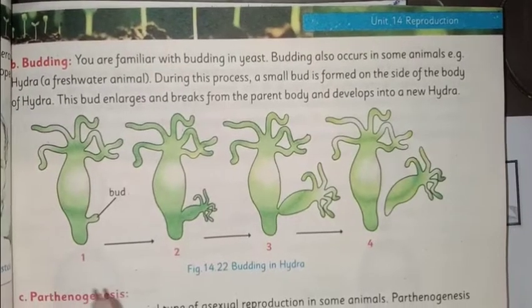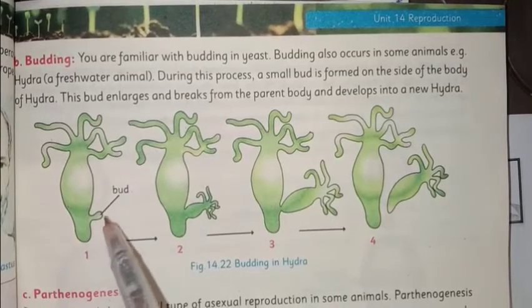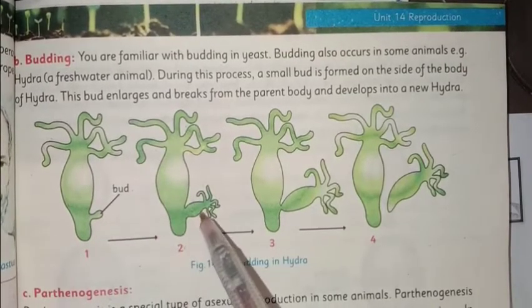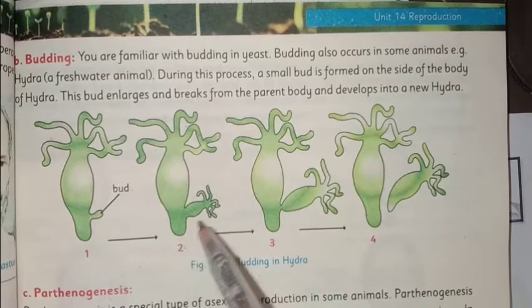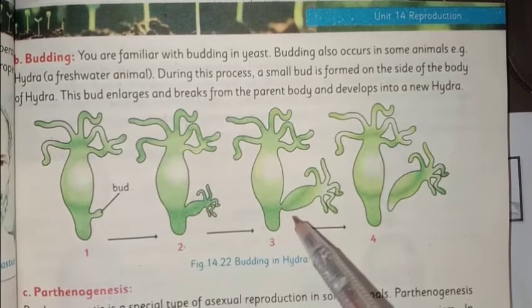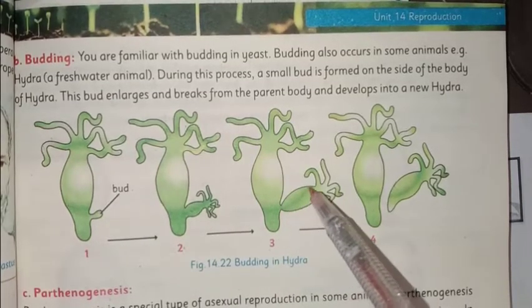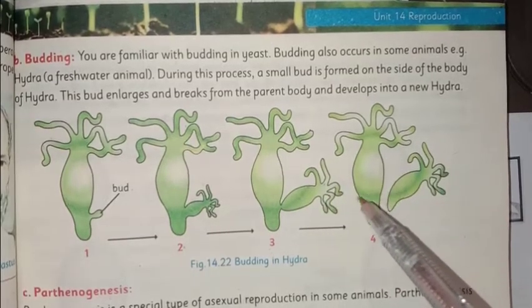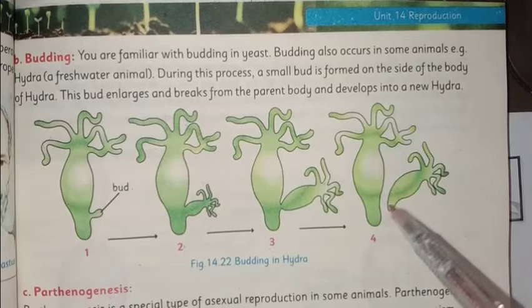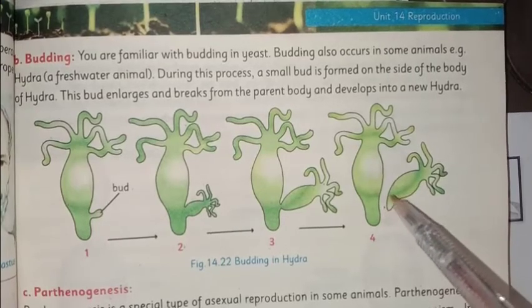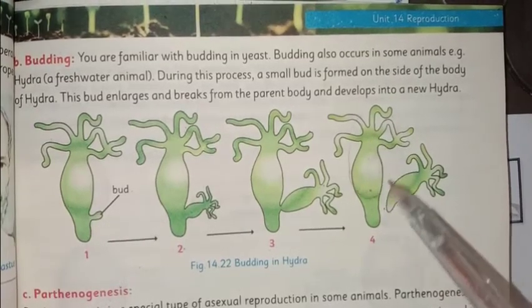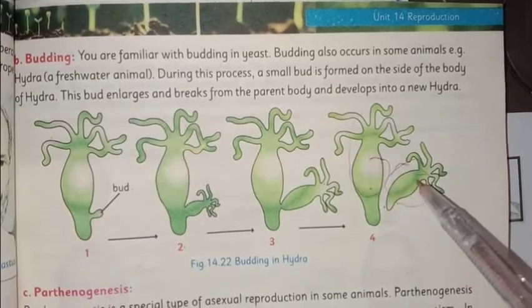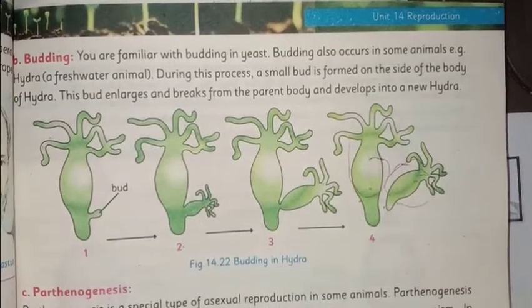The diagram explains the process of budding. In stage 1, the outgrowth bud develops. Then the bud slowly matures in the second stage. In the third stage, the bud further grows in size. In the fourth stage, the bud matures fully, develops tentacles, and then detaches from the parent body. This is the parent hydra, and this is the daughter hydra. This is budding in a hydra.